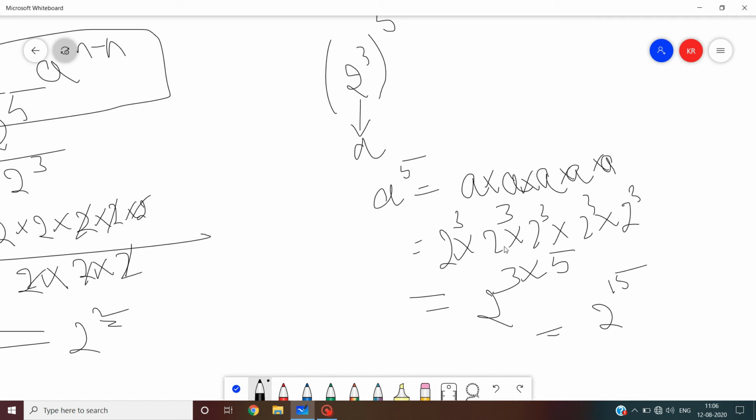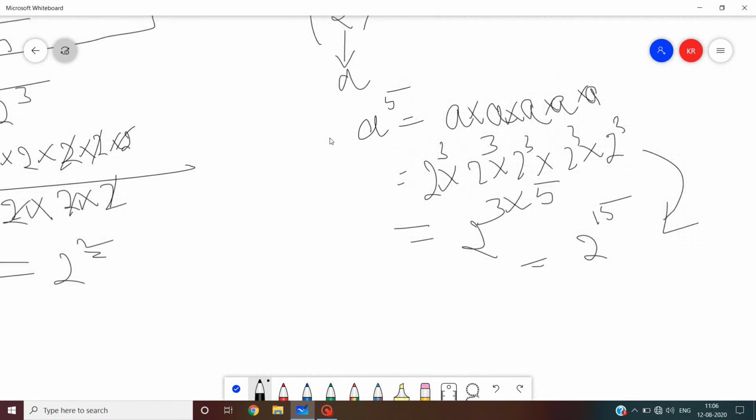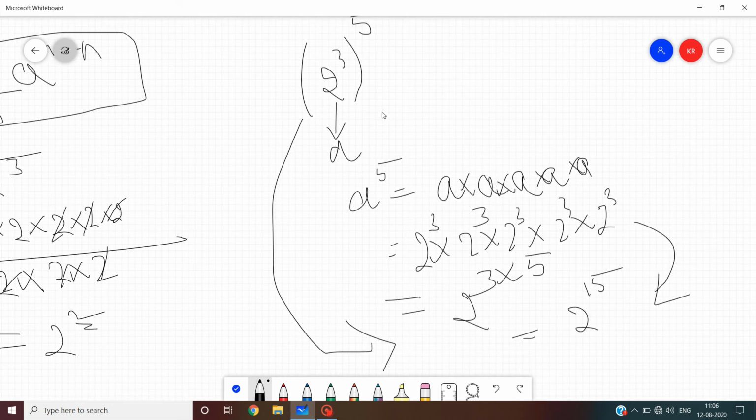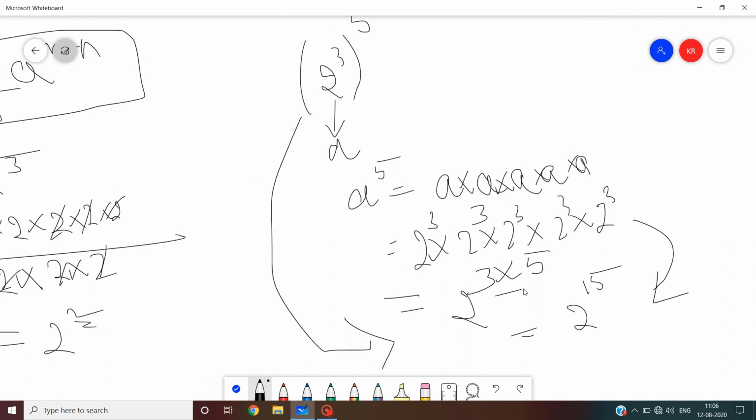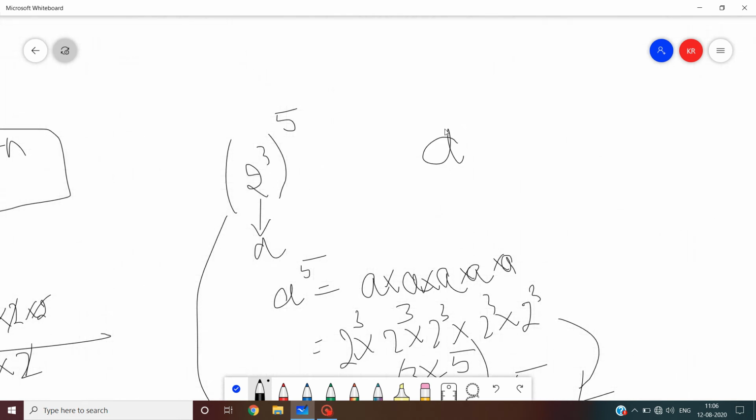Or let's expand all this. 2 power 3 means 3 2's, again 3, 3, 3, 3. So total I am getting 15 2's. So like this also I am getting directly 2 power 15. So now when I am seeing this 2 power 3 to the power of 5, I am getting 2 power 3 into 5. That means my power is multiplied by itself. So similarly, when any number with the base a has a power m and wholly it has another power n, it resembles a to the power of m into n.